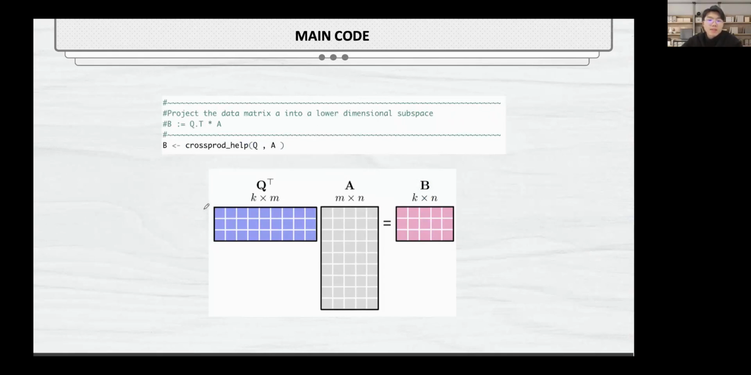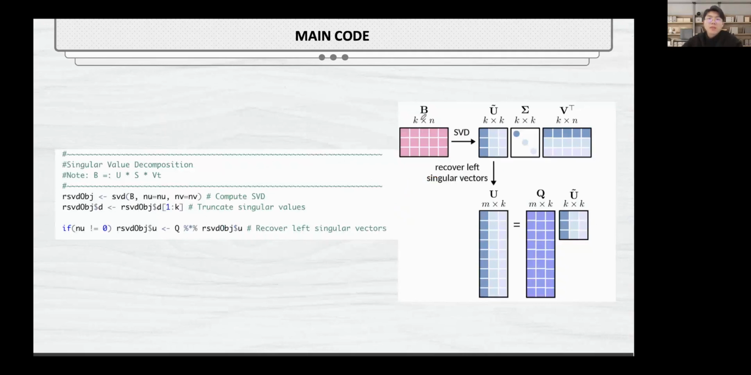And then the second step, as shown in the figure, is to derive the k by n matrix B by multiplying the transpose of Q and the original A matrix. And then after we get the matrix B, we will apply the SVD method to get the result. Here we can also see that the SVD method is also a package in RStudio, and we just apply it.